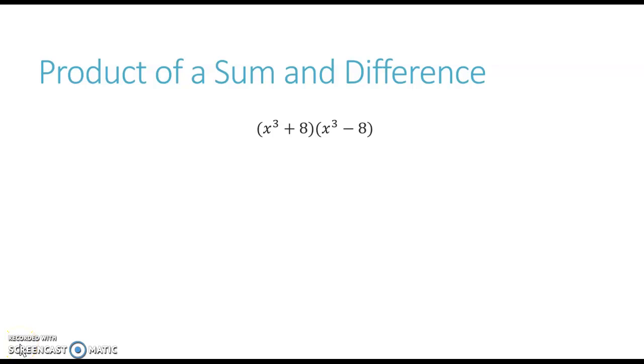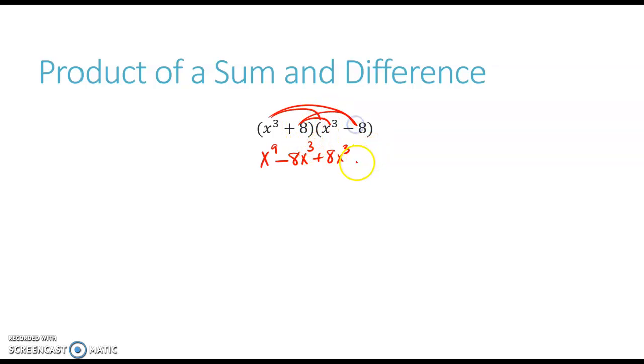All right, so the pattern that I always pick up on is what we call the product of a sum and difference. Without the pattern, if I were to just double distribute this, I'm going to get x to the 9th, because x cubed times x cubed. And I'm going to get negative 8x cubed. But then I'm going to get positive 8x cubed. So I've done this one, that one, now this one.